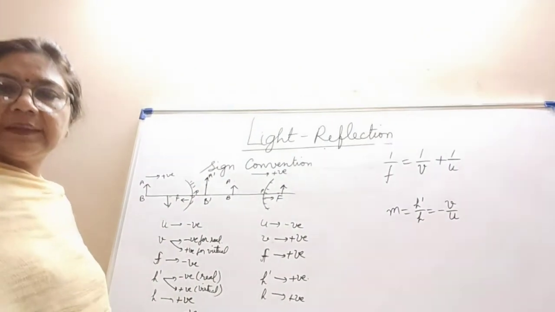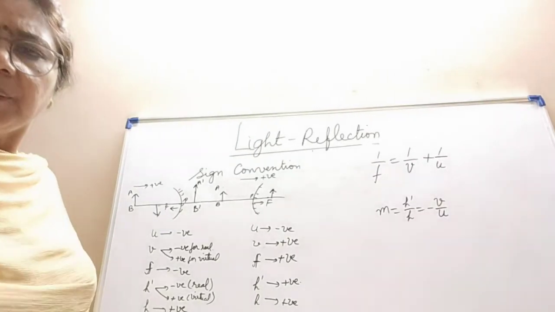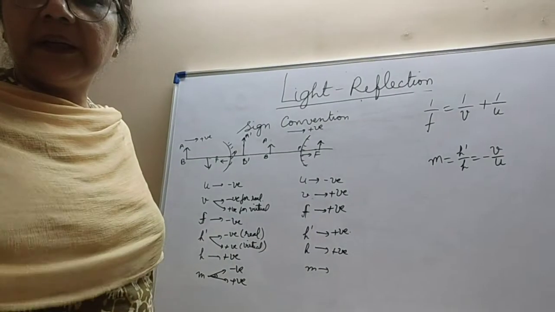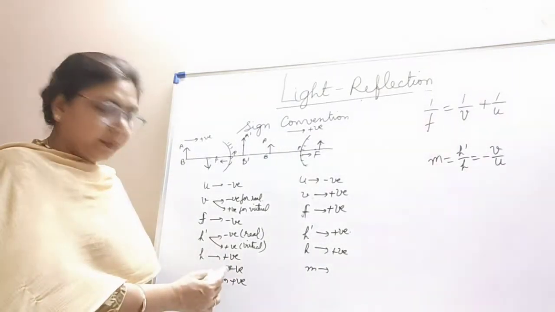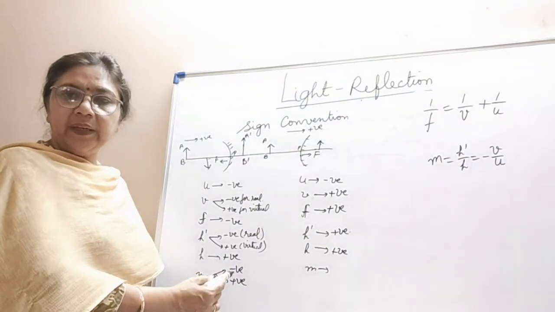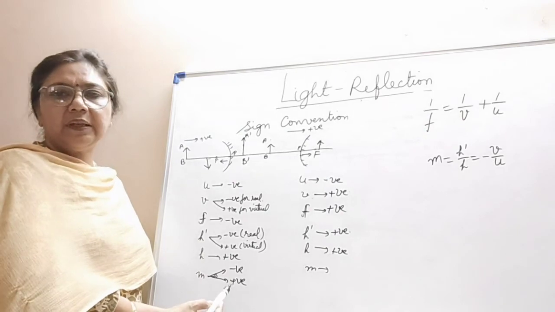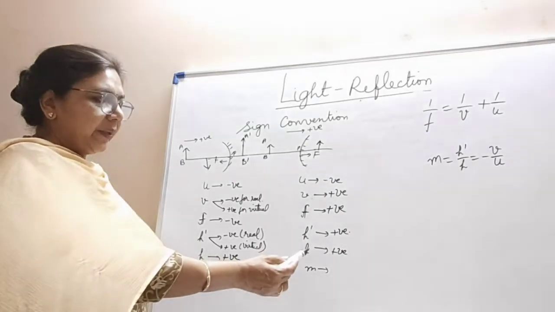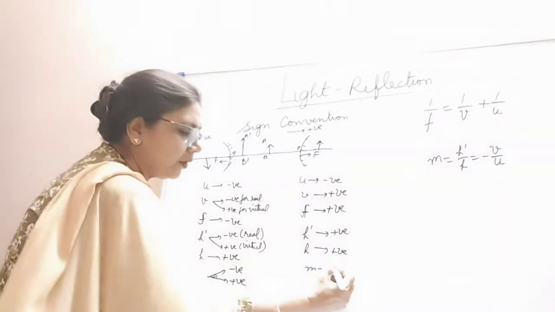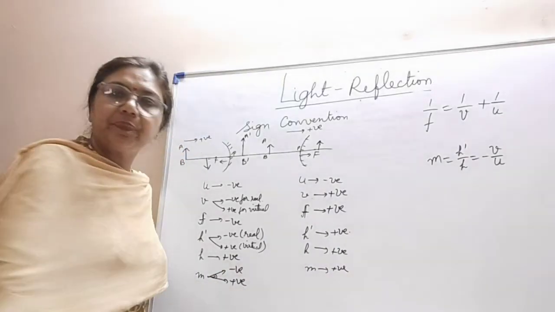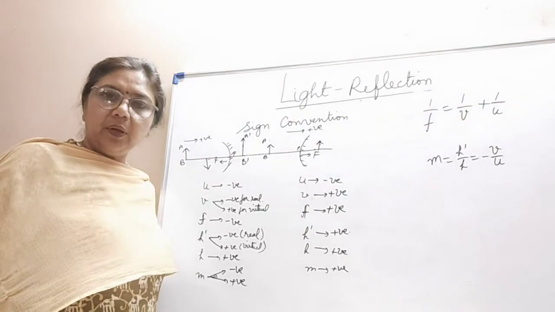Okay. You can see that. Okay. So here m will be either positive or negative according to the situation. If the image is real, then m will be negative. If the image is virtual, then m will be positive. But in this case, h dash is always positive, so magnification will also be positive. Okay. Clear to all of you?